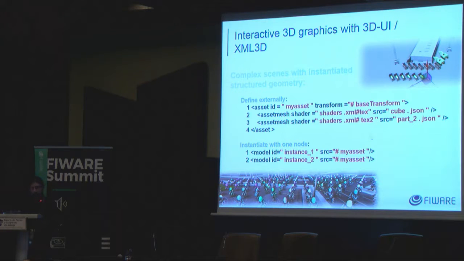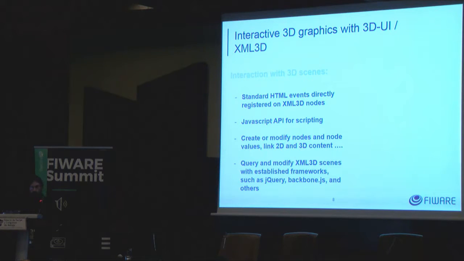Now, so far for static scenes, in order to bring interaction to it, there are different interfaces to modify the scene during runtime. The most convenient way is that there are directly HTML events registered on the XML3D nodes. So whether you have a model or an asset or a mesh in your scene, you can register on mouse over and on click events, as you would do it also for images or paragraphs in your web page, and by this directly profit from the interfaces that HTML gives you.